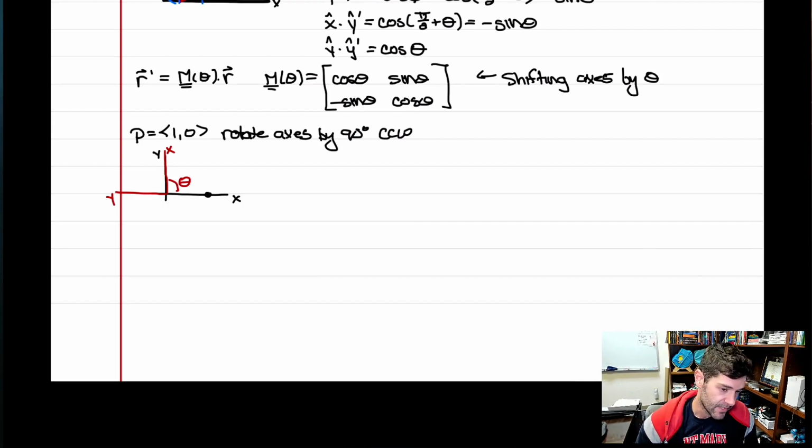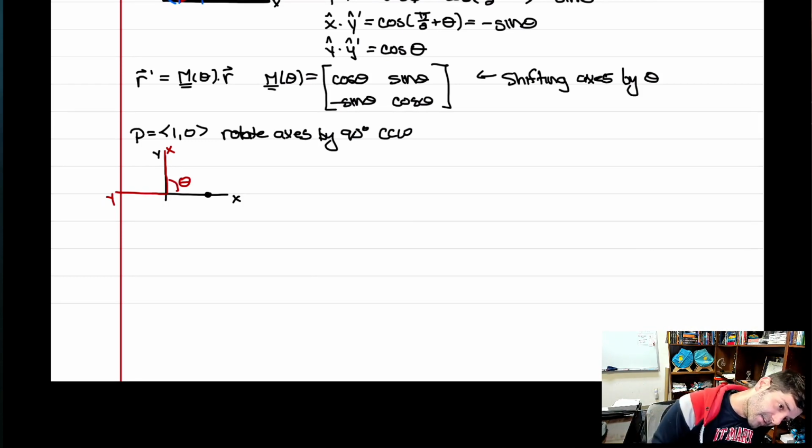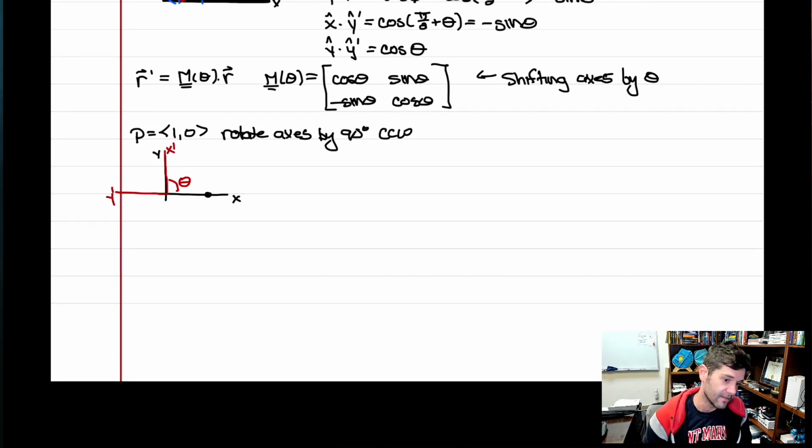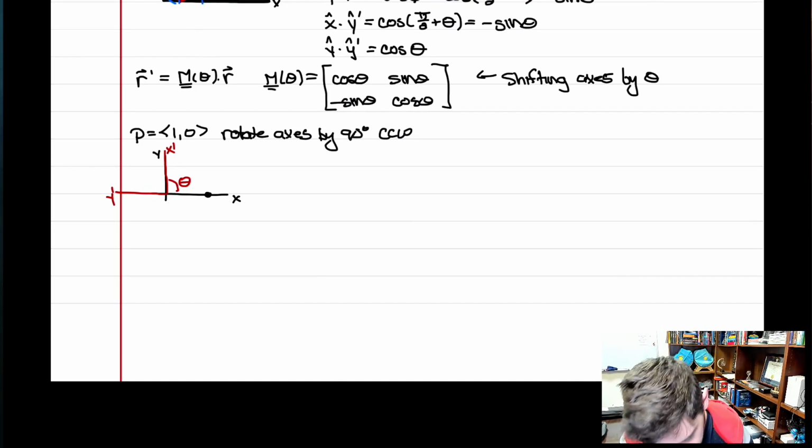In that case, if I look at just the red axis, so block out the black and just imagine the red axes were drawn, you can tilt your head. Seems like the point is located now at, I would say, 0 in the x direction, the red x direction, and then -1 in the red y direction. Let's see if that works out.